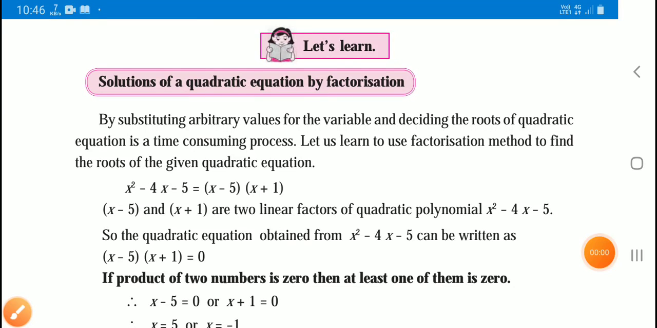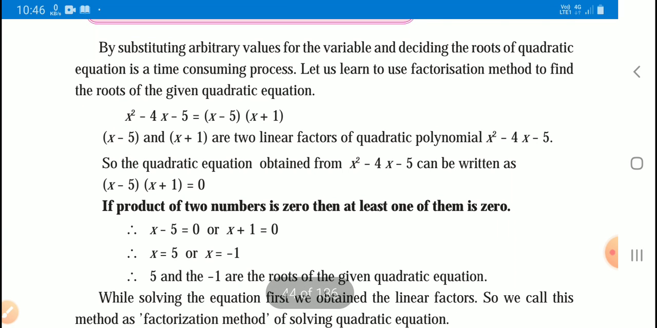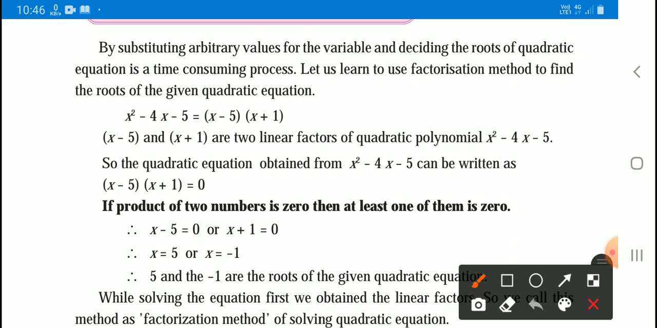Hi students, today we will see the solution of a quadratic equation by factorization, which means we will see the factorization method. You can see the example they have given, that is x square minus 4x minus 5, and the answer came x minus 5 into x plus 1. How did it come? I will show you here.